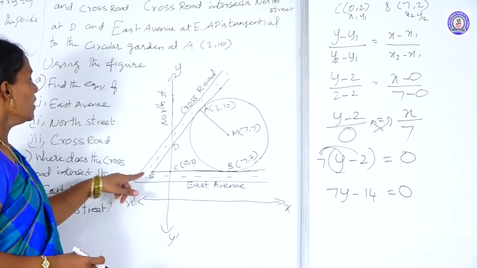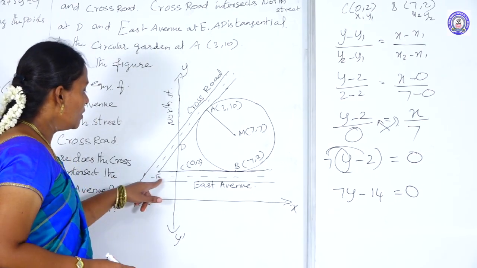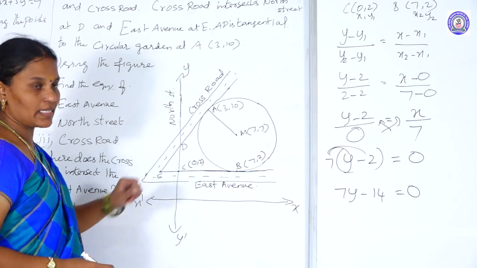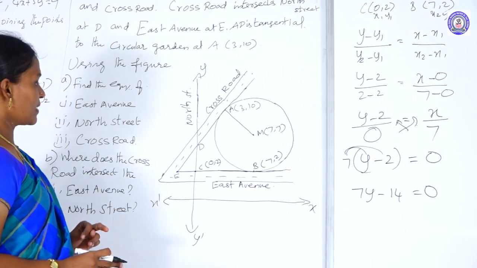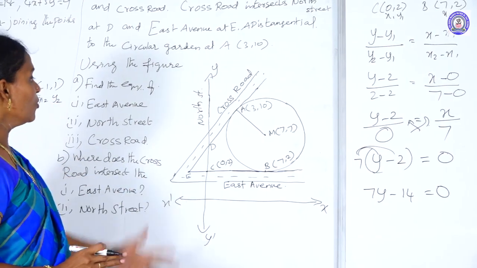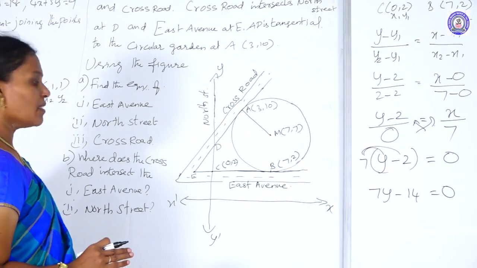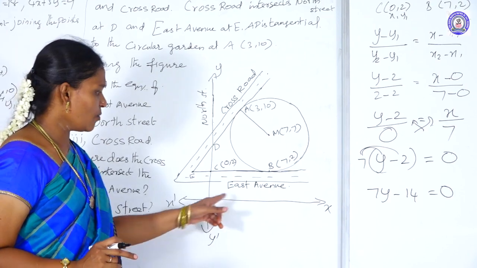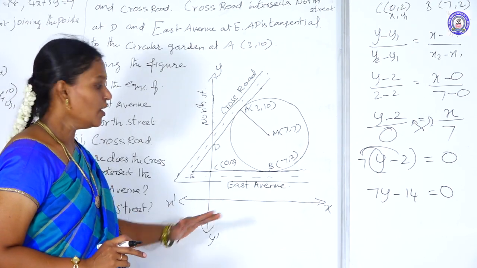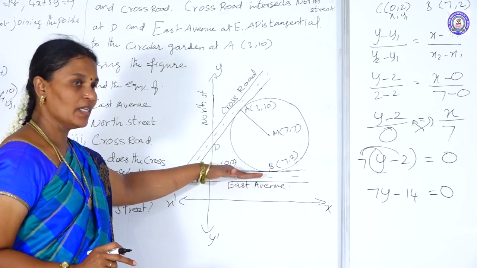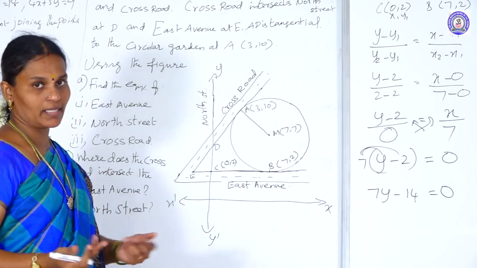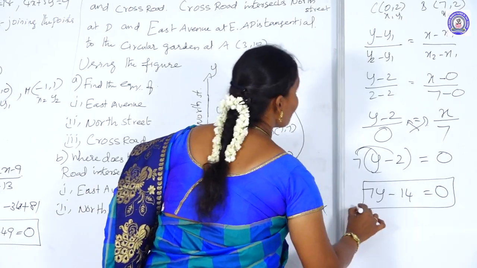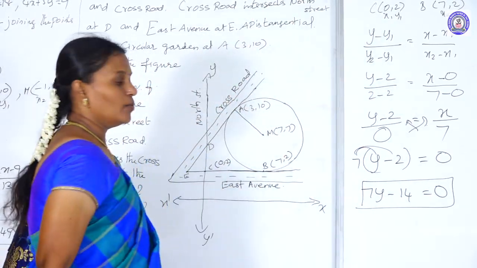Why? Because see, the East Avenue, this road is parallel to the x-axis. Parallel to the x-axis. Okay, ma'am? So there is no x term. So what is the equation of the x-axis? y is equal to 0. Okay, ma'am? So a parallel line means there is also no x term. Okay, so this is the equation of the East Avenue.